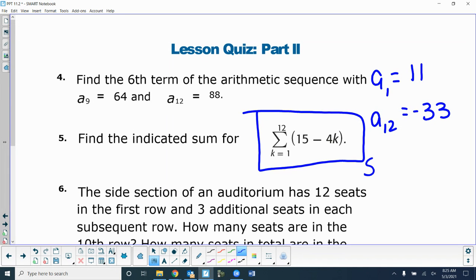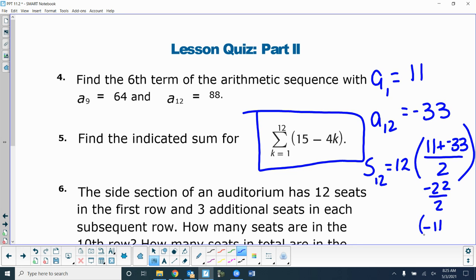What's the rule? The sum of the first 12 terms is 12 times the quantity, first term plus, in this case, 12th term, divided by 2. What's 11 minus 33? Negative 22. Divided by 2 is negative 11. What's 12 times negative 11? Negative 132, I think. Someone check me? Yeah. Thanks. All right?